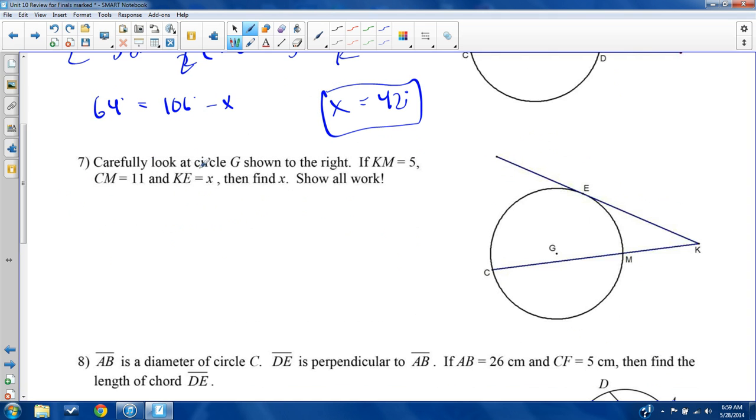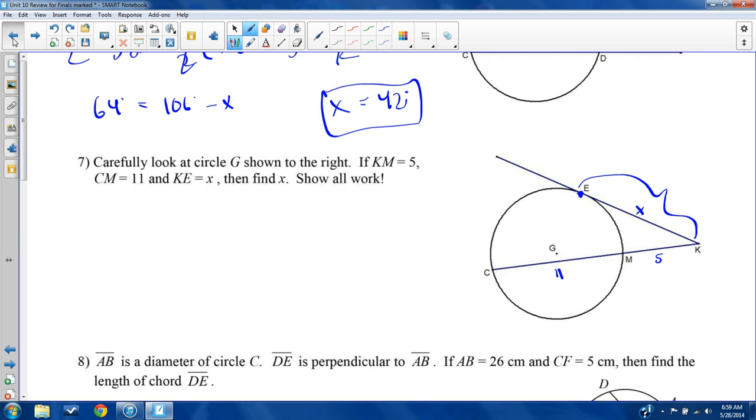Number 7, carefully look at circle G, shown to the right. If KM equals 5, so this portion right there, CM equals 11, and KE equals X, then find X, show all work. Okay, this is another example of outside times whole thing equals outside times whole thing. The only difference is that this outside meets till E, and the whole thing is E as well. So right there, that whole thing is still X.